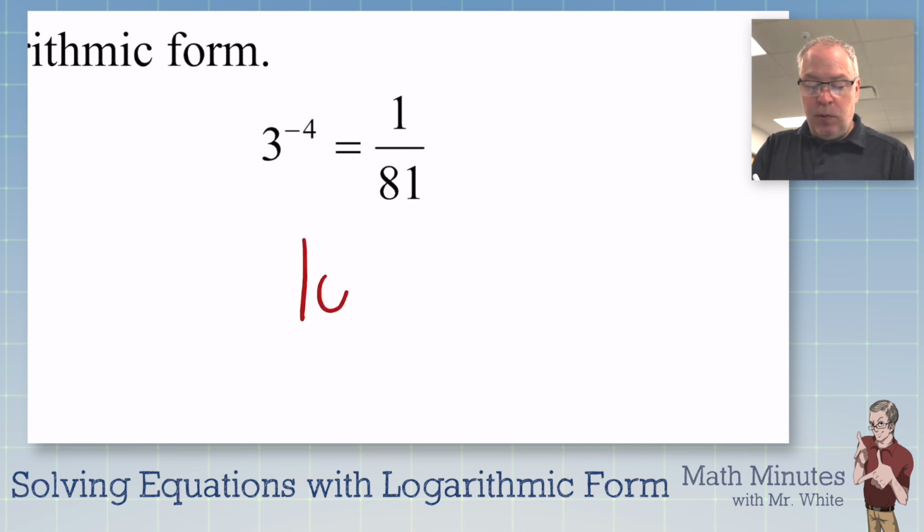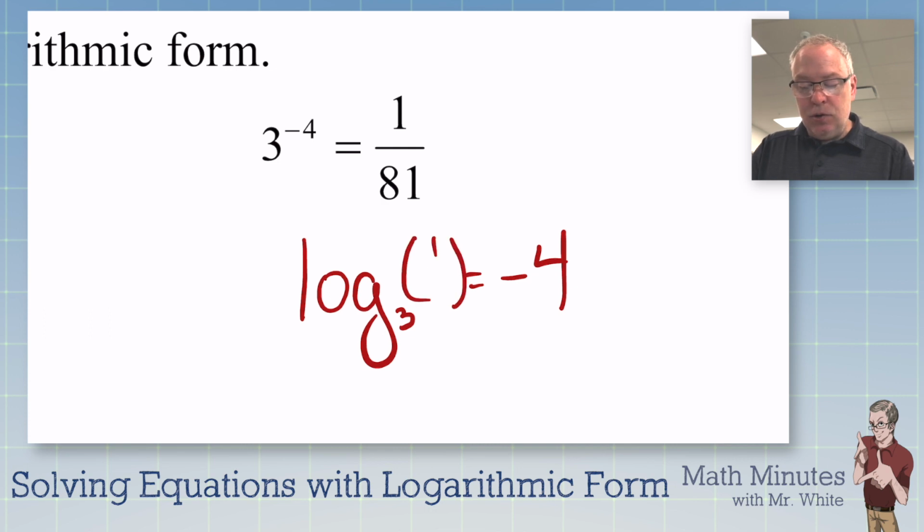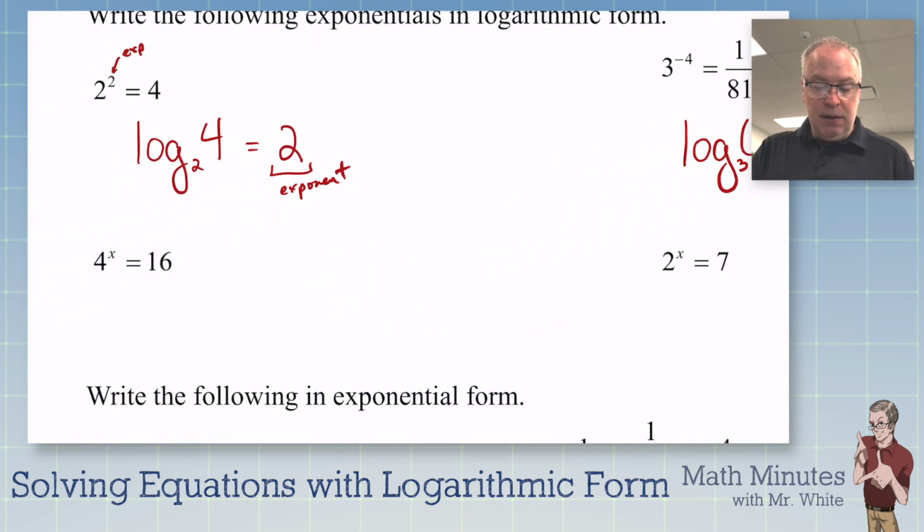So in log form, we write log. The base is the base. What is the base in this question? The base is 3. So we have log base 3. Answers to logs are exponents, so I'm going to put the negative 4 over here. And then inside the logarithm goes what's remaining, which is the 1 over 81. So answers to logs are exponents. That was the -4. So log base 3 of 1 over 81 is -4. That's a true statement. Okay, let's keep going.